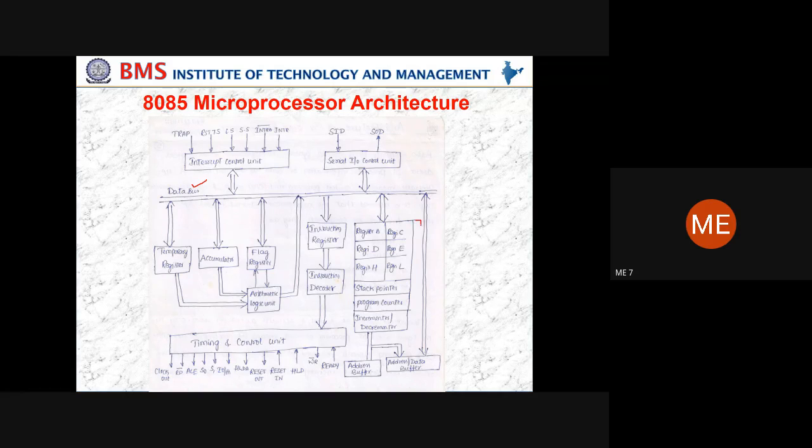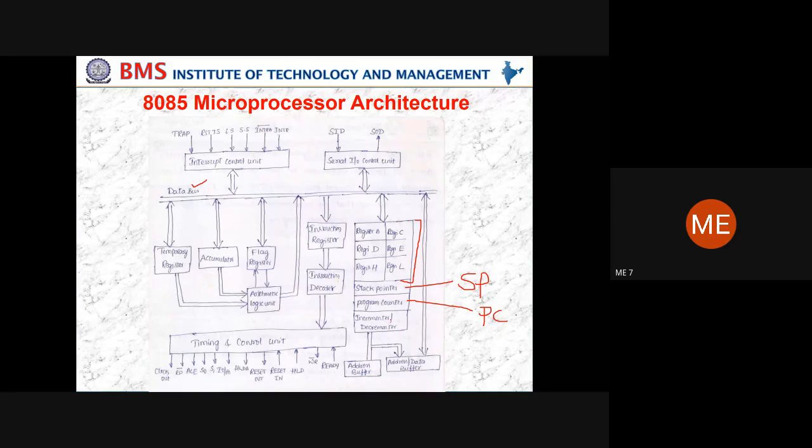These are called general purpose registers, which are B, C, D, E, H, and L. Then we have the stack pointer register, the SP register, which consists of the address of the top stack of the RAM. Please remember, the stack pointer register consists of the address of the top stack of the RAM. The program counter register, the PC register, consists of the address of the next instruction to be executed.